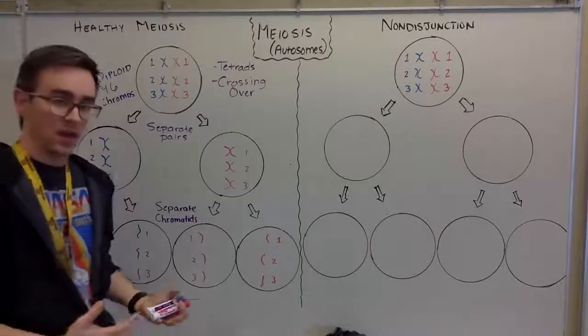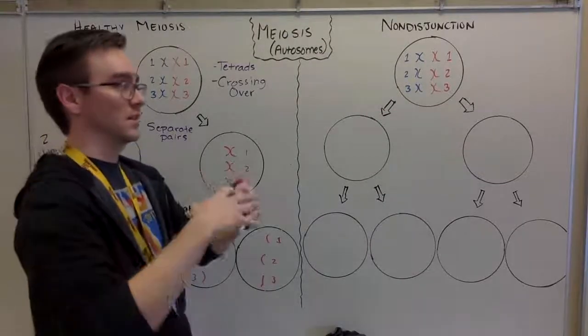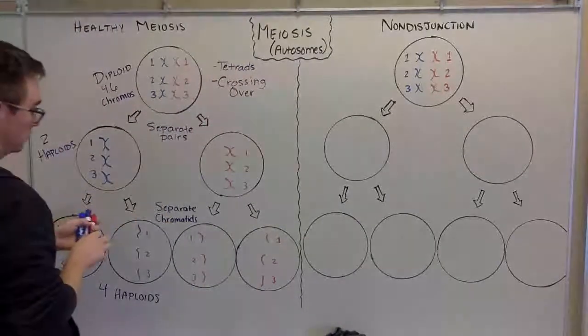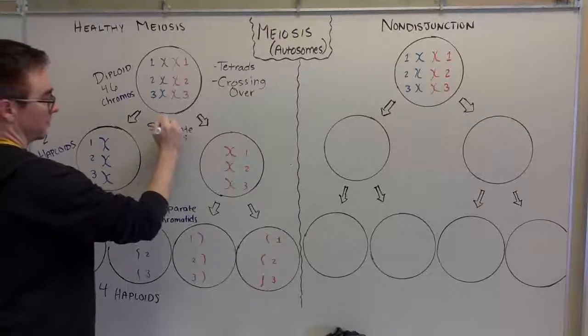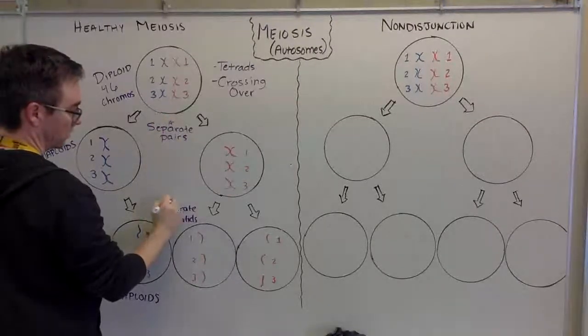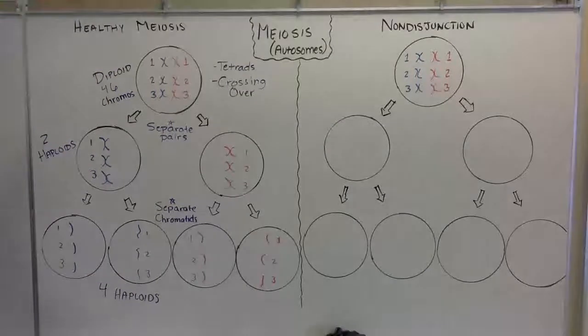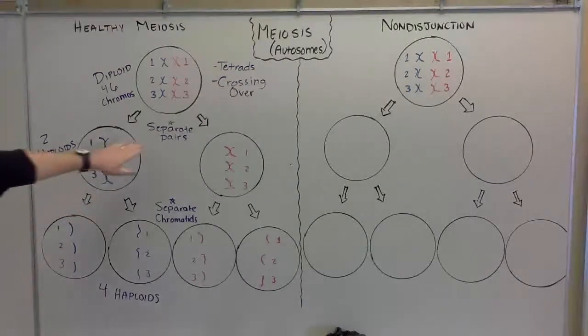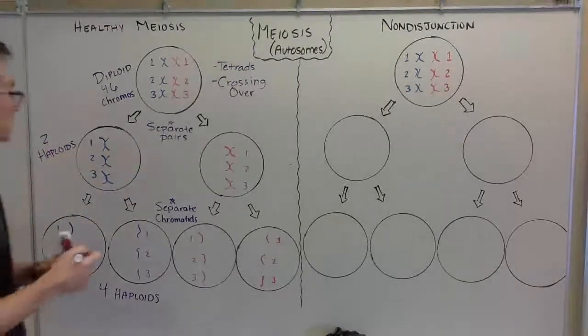Non-disjunction, which is our focus today. Non-disjunction is what happens when there's a malfunction in this process. And it typically has to do with one of these parts right here. It either happens with the separation of the homologous pairs or the separation of the sister chromatids. And so what you might see there is a change because of that. So let's go through it. Let's set an example in terms of the sister chromatids, or a separation of the homologous pairs.